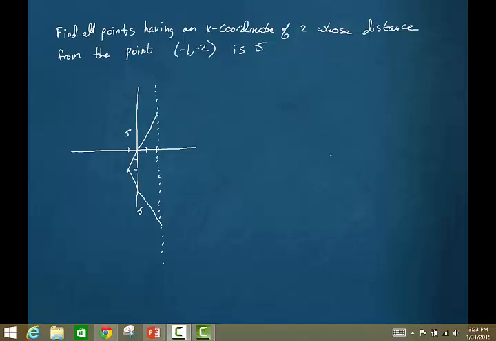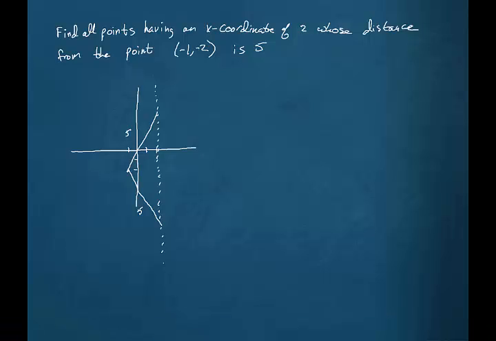Find all points having an x-coordinate of 2 whose distance from the point -1, -2 is 5. We have a dot here at -1, -2.